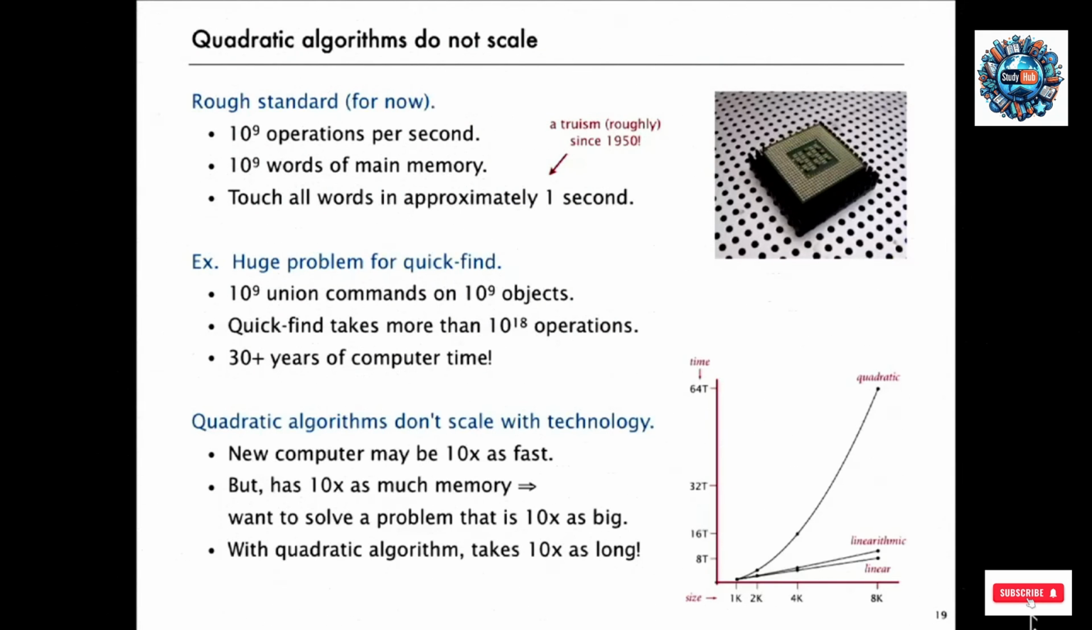The problem is that quadratic algorithms don't scale with technology. You might have a new computer that's 10 times as fast, but you can address a problem that's 10 times as big. And with a quadratic algorithm, when you do that, it's going to be 10 times as slow. That's the kind of situation we're going to try to avoid by developing more efficient algorithms for solving problems like this.